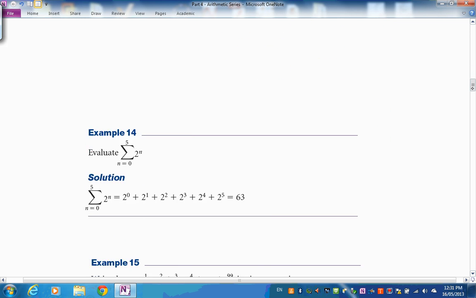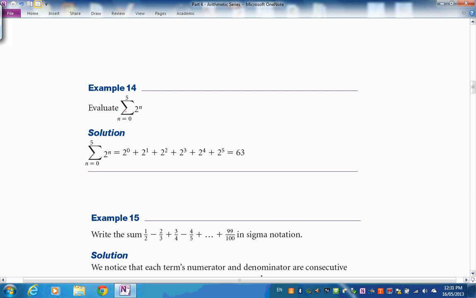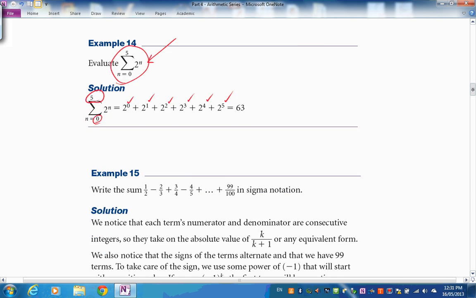Let's come down and look at some more. A couple here. Let's look at example 14. Sum from n equals 0 to 5. So let's look at what's the form of the term. It says 2 to the n. So if n is 0, it'd be 2 to the 0. Then you go 2 to the 1, 2 to the 2, 2 to the 3, 2 to the 4, 2 to the 5. It stops there because n is 5. It's the biggest value. Do you get the idea?